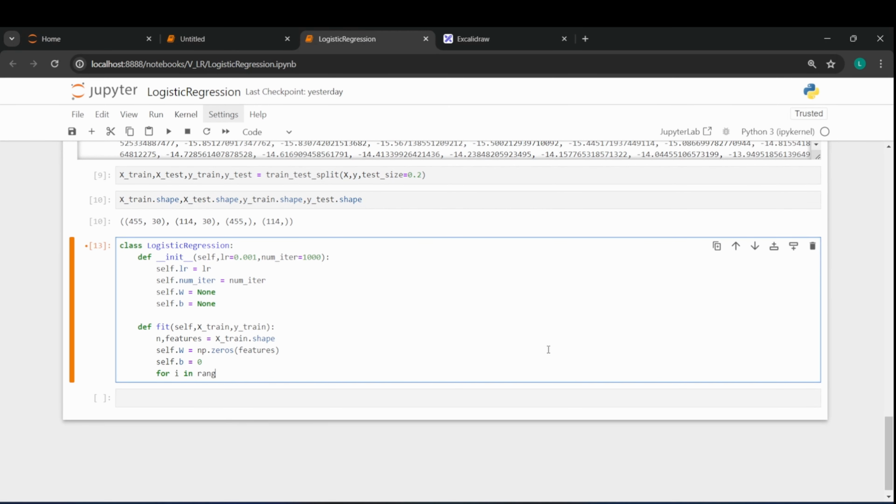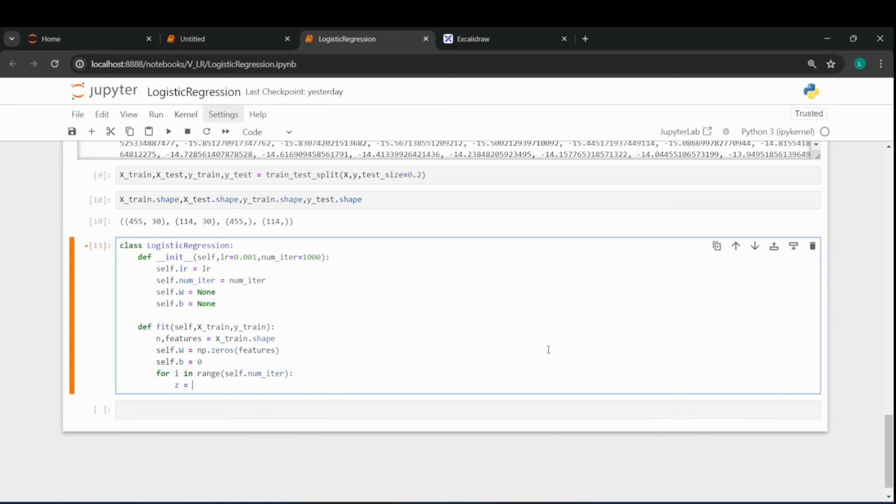So for i in range of self.number_of_iterations, first let's calculate the value of z, which is w into x plus b. So I am going to say np.dot of x_train comma self.w plus self.b. Now this is the exact implementation of w into x plus b. If you don't know what the np.dot operation does, it works exactly like matrix multiplication. Let's say the x_train.shape is n comma 30, and we have initialized the self.w value with features number of zeros. So it will have shape 30.